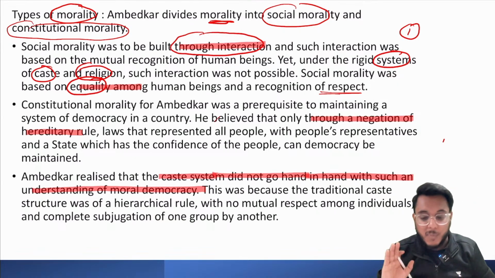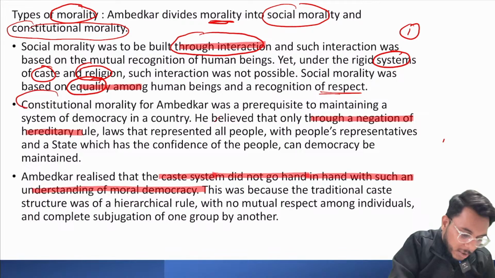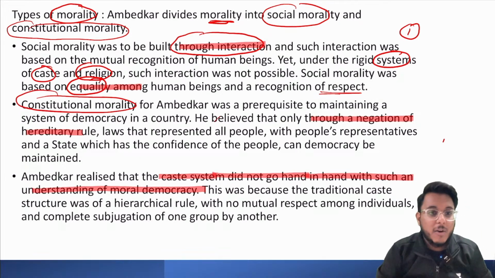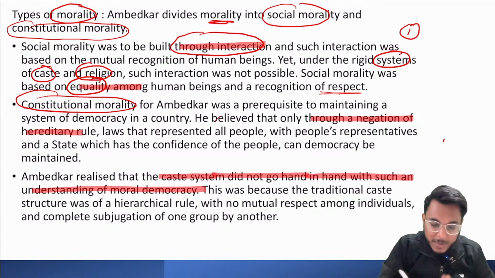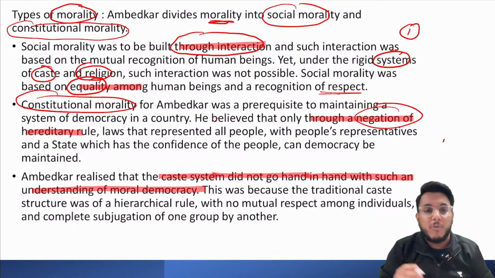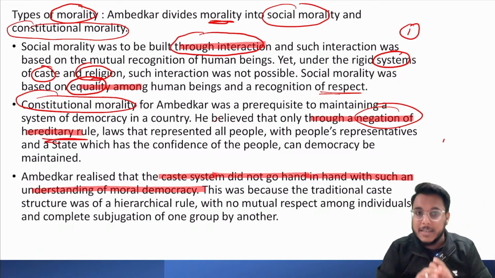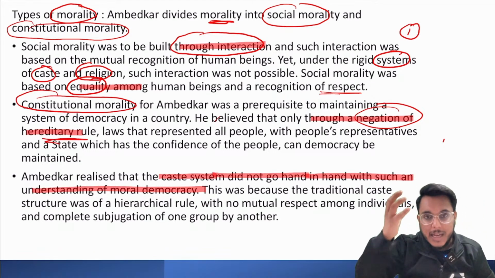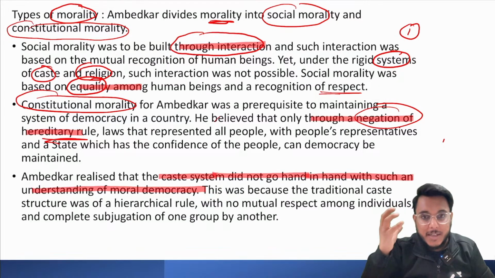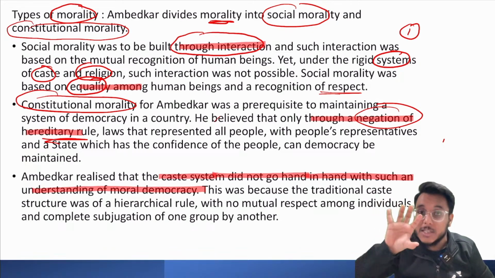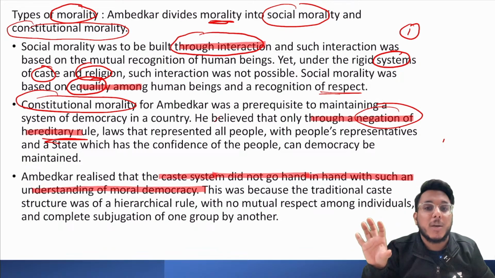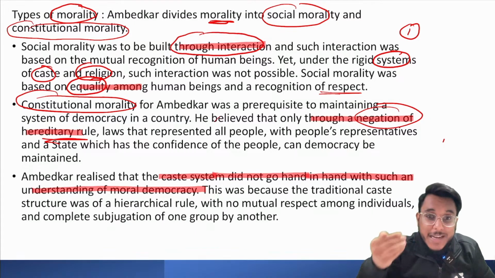The second type of morality, as per Dr. B.R. Ambedkar, is constitutional morality. In constitutional morality, he provided that in a democracy, there needs to be a negation of hereditary rule. Understand this: certain classes have historically been treated as privileged, historically they have been given the power to rule, and they are regarded as superior. Such notions should not be there. They should be broken down. They should be negated.